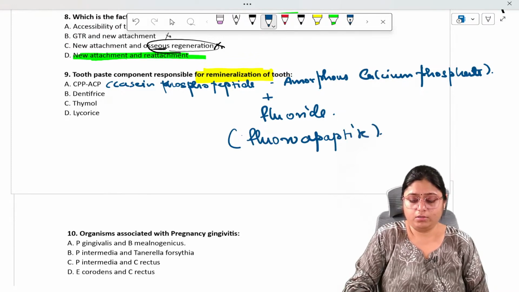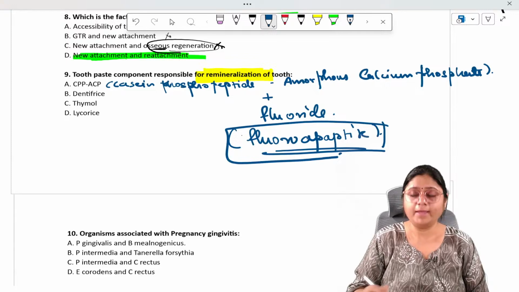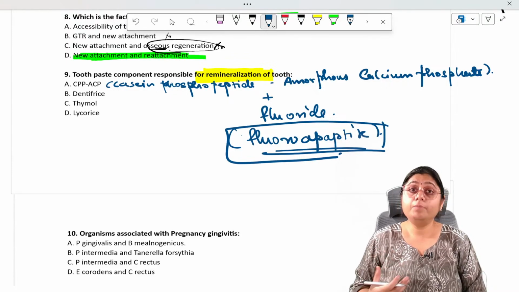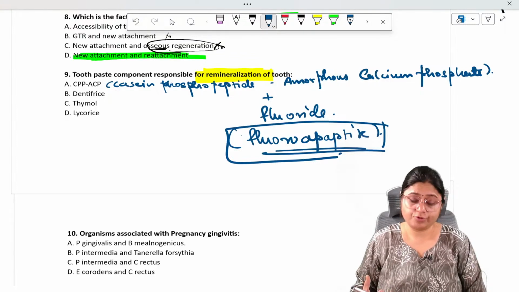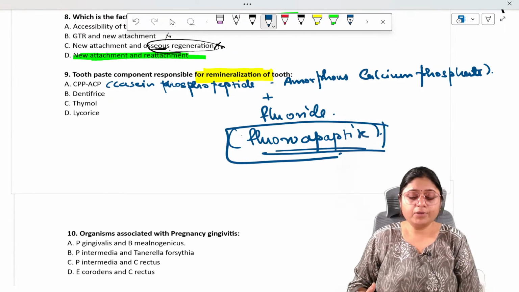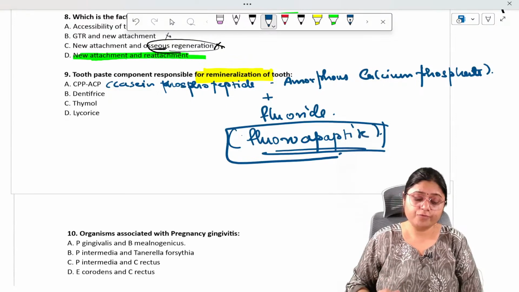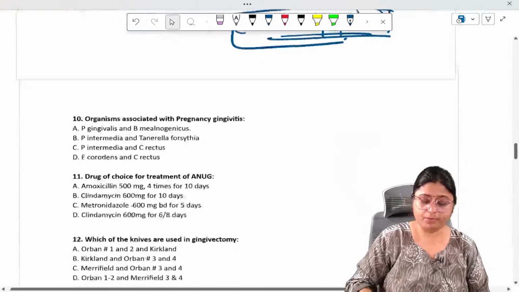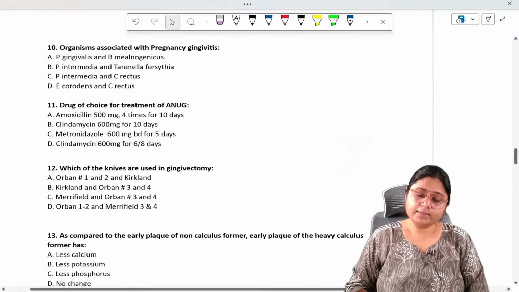More fluoroapatite will form and it will be more resistant to caries. There will be more remineralization of the tooth structures. Okay, so the toothpaste component responsible for remineralization of the tooth, the answer to this question is CPP-ACP. Okay. Now the next question.